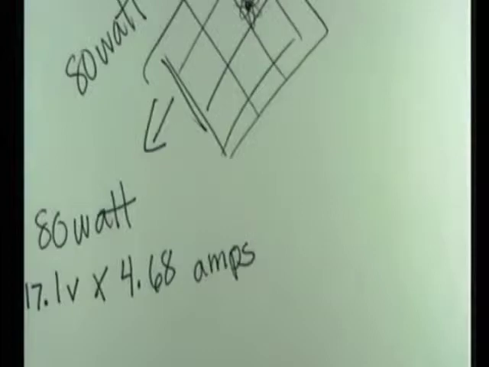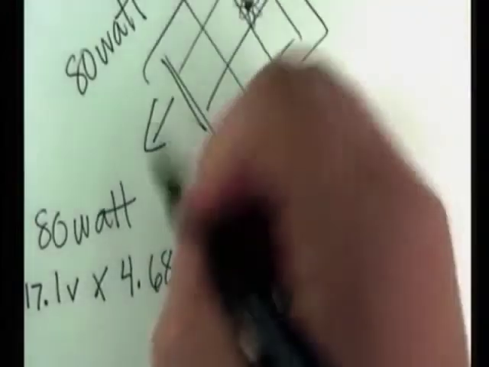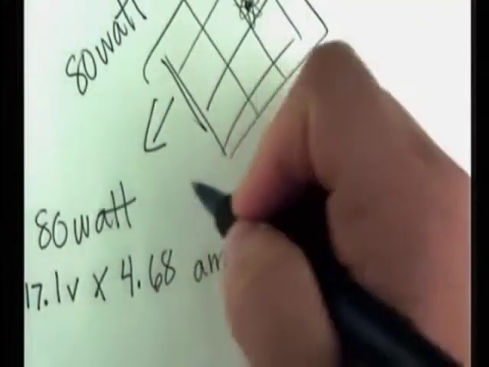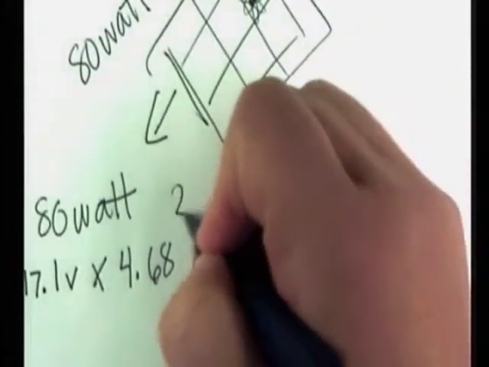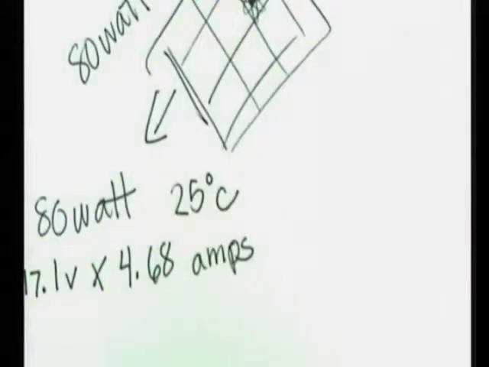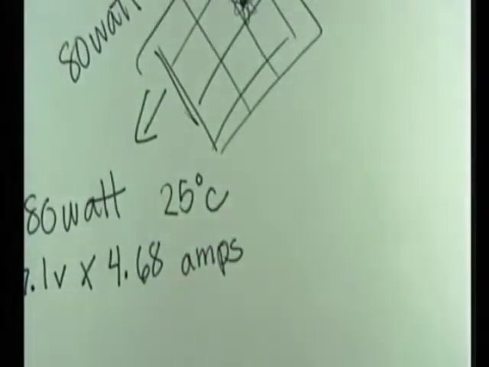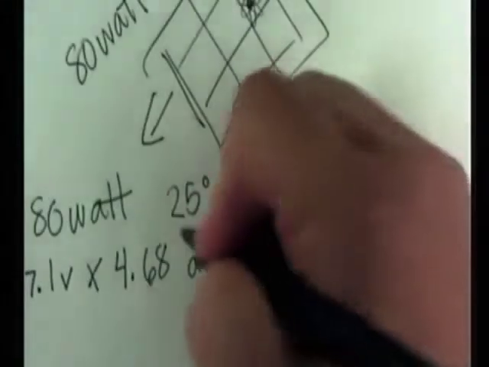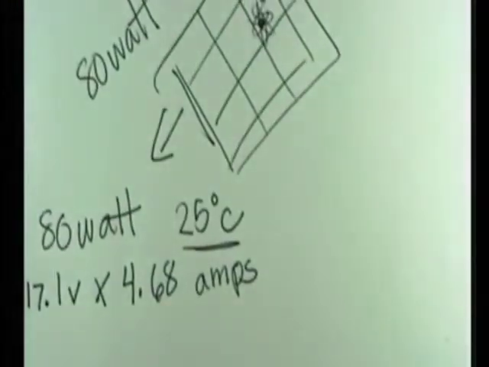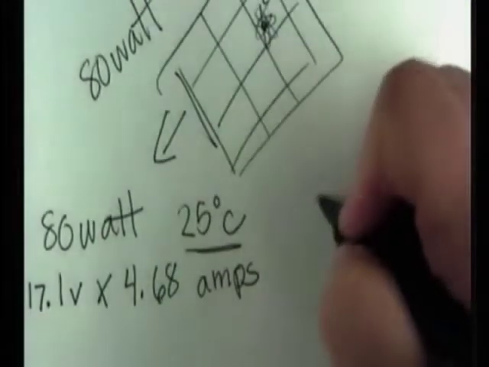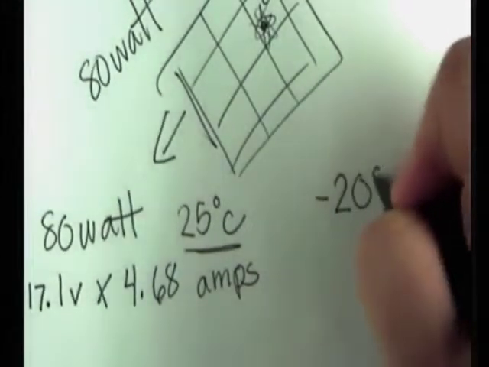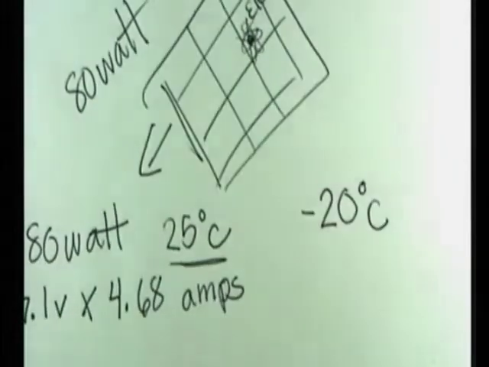Now, we know that this is also rated at a certain temperature. And so this is going to be at about 25. So our 80 watt, and they use Celsius because most of the world uses Celsius. 25 degrees Celsius is the temperature that we are looking at. Okay, so what we're going to do is take a look at this. 25 degrees Celsius is going to be our baseline temperature. So let's say that the temperature outside is negative 20 degrees Celsius.